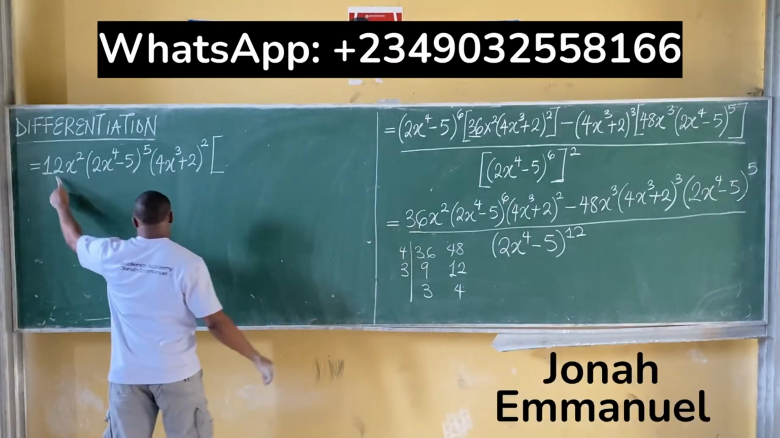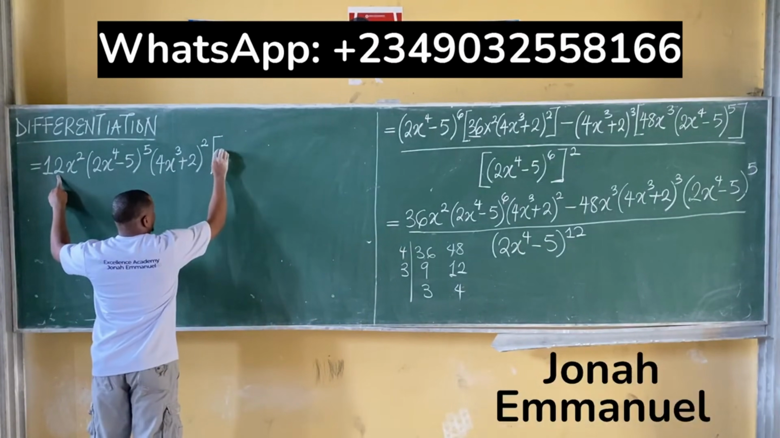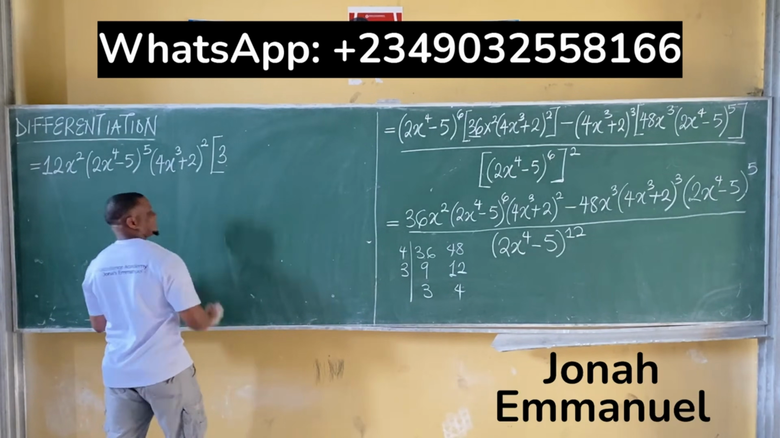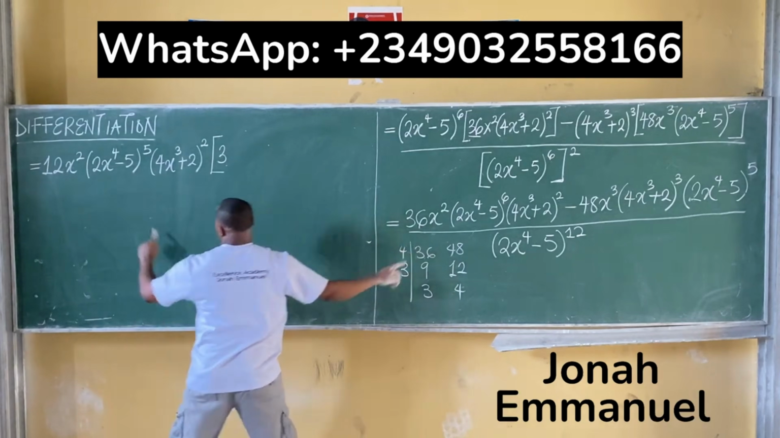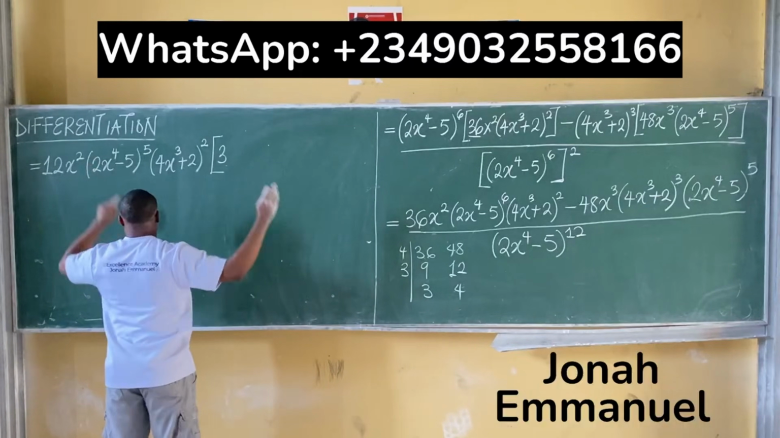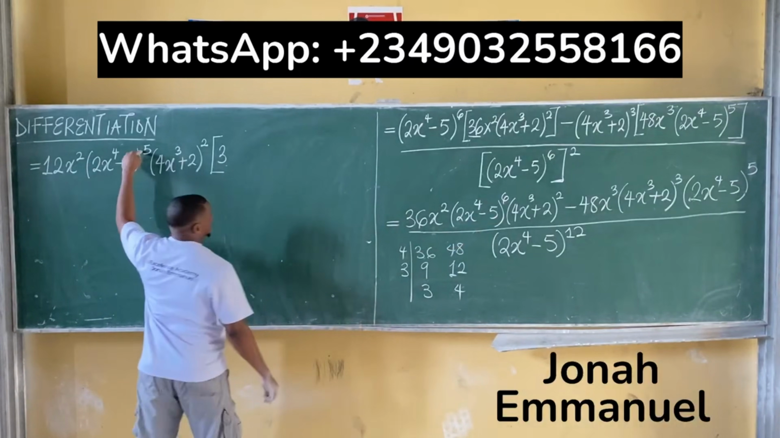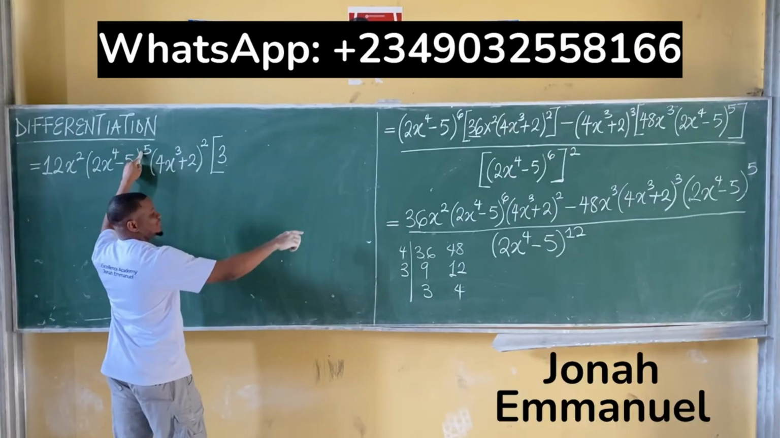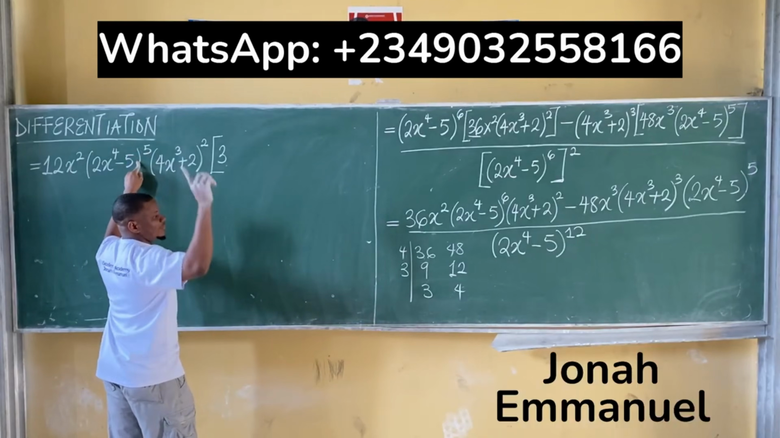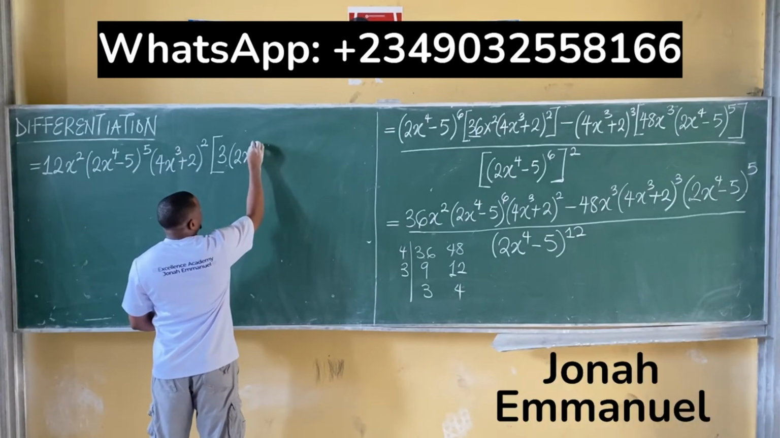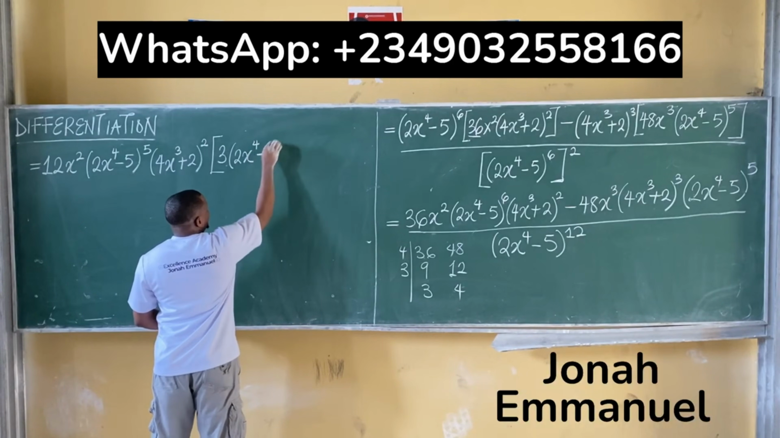36 divided by 12. What do you have there? So, what's in 9? 3. X squared divided by x squared cancels out. This is this to power 6. This is this to power 5. So if you take out 5 from the 6, how many is left? 1 of it. So it becomes what there? 2x power what? 4 minus 5.